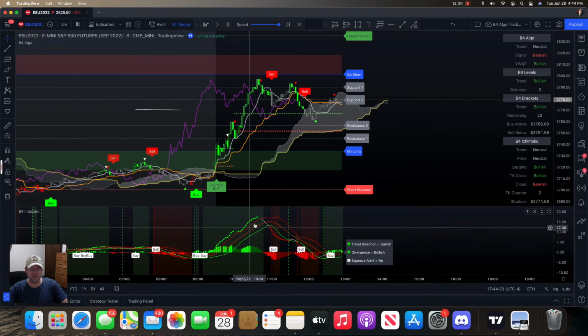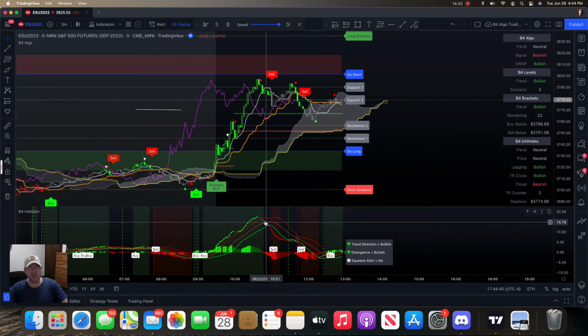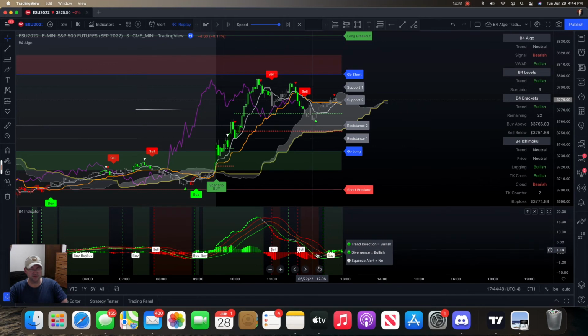Nice momentum there. Notice that here it stops. Momentum stops in the trade, according to the B4. Now we're moving down on the back side of that momentum right here with the B4. You've lost momentum here.